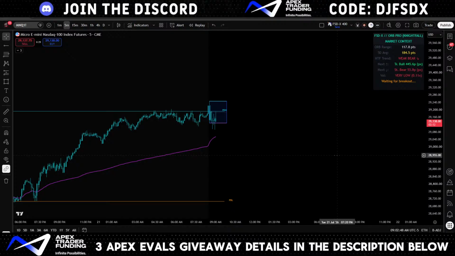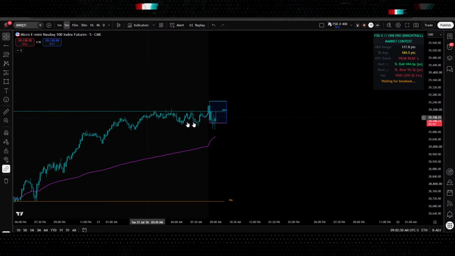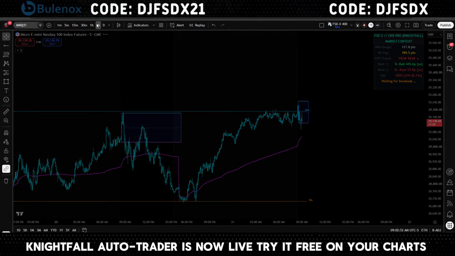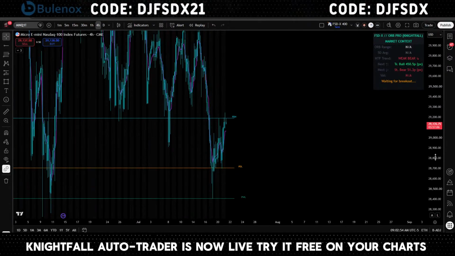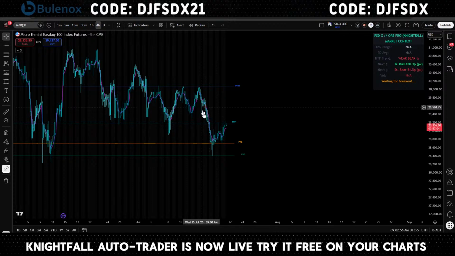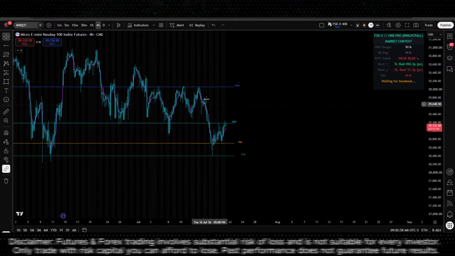When it does rip to the top side, when we do break this, it's going to be a nice run. We have all this to correct. No, well, not all this, but we have a good amount. We got some room.